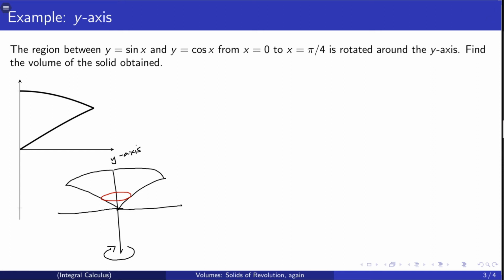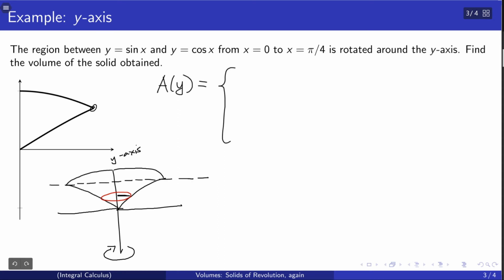But wait, what's happening, right? I have two curves here. Why don't I get washers? Well, that's because one curve is not inside the other. What's happening here is your area function, A of y, is actually going to be a piecewise defined function, because whatever the radius of this circle is depends on which curve you're using.